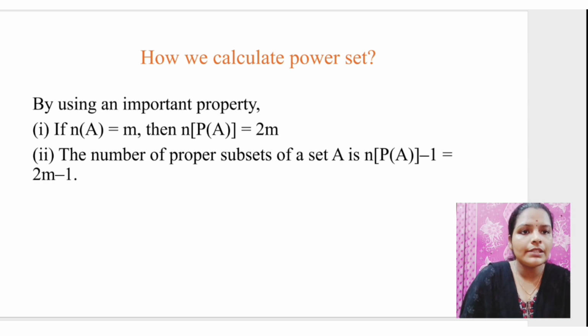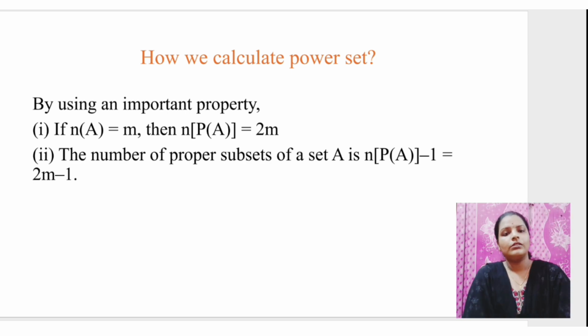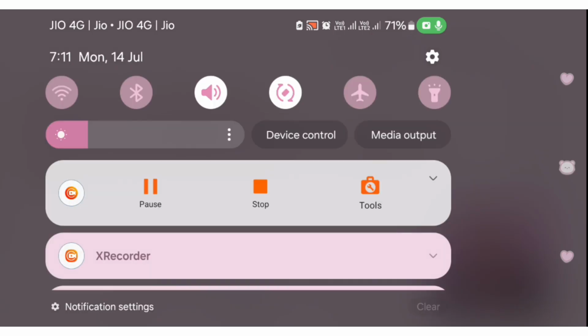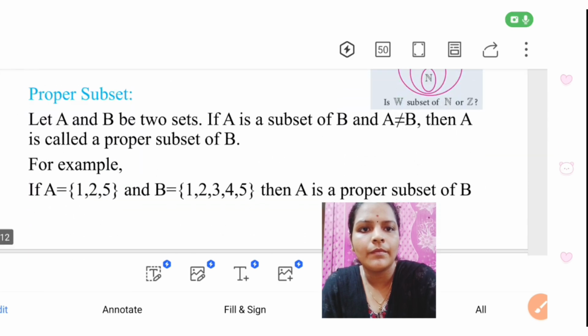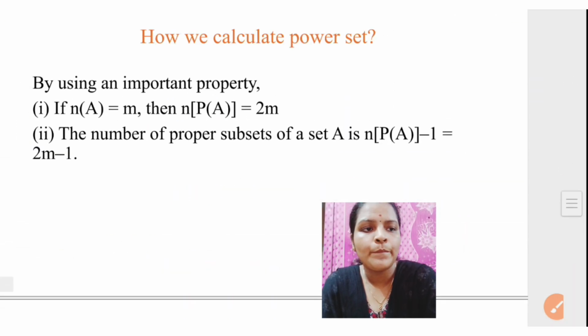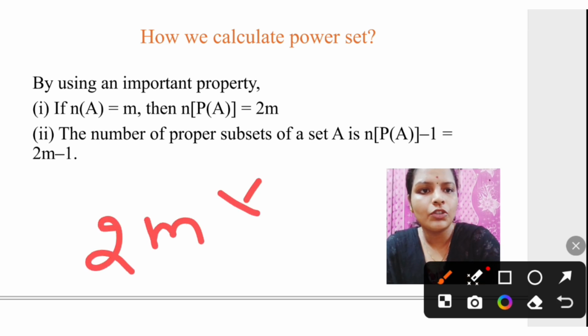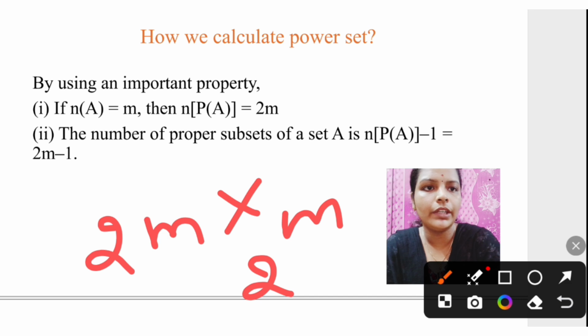The number of proper subsets of a set A is n of P of A minus 1, which equals 2 power m minus 1. That is 2 power m, okay? Not 2 into m. Kindly note this down. That is not 2m, it's wrong. That is 2 power m.